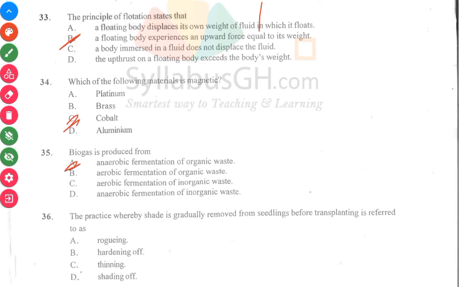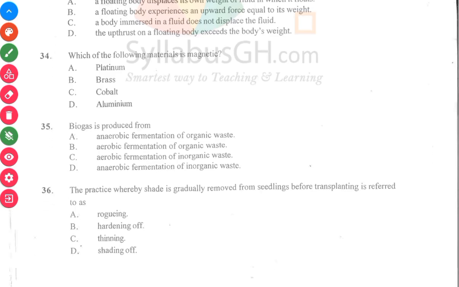Question 36. The practice whereby shade is gradually removed from seedlings before transplanting is referred to as hardening off. So we have rouging, hardening off, thinning, and then shading off. It's hardening off. You want the seedling to be hardened.